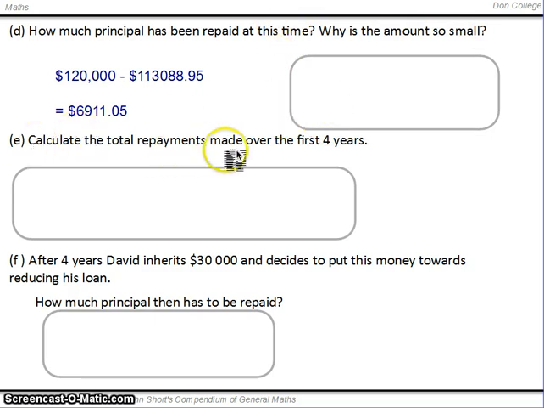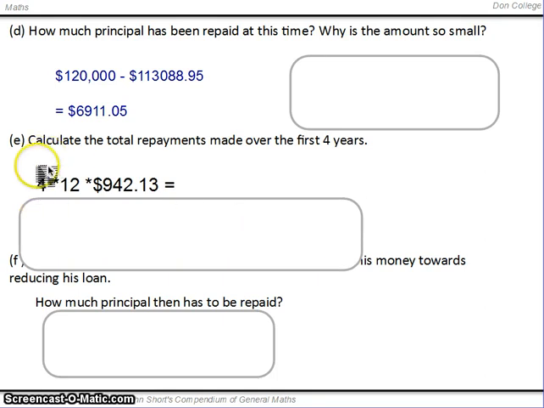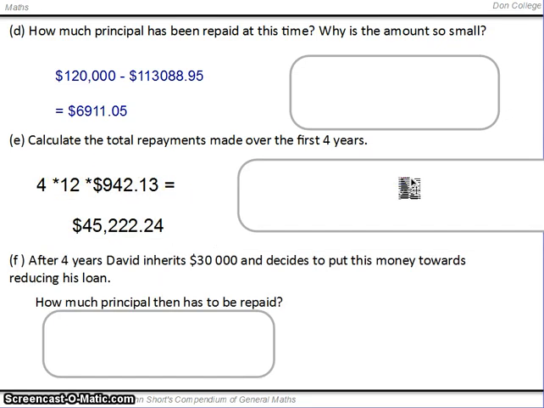Now, calculate the total repayments made over the first 4 years. He makes 4 years worth of payments, 12 monthly payments a year at $942.13, and that comes out at $45,222.24. Now, just to compare those two numbers, that means that he spent $45,000 to pay off $7,000. The rest of it, the $38,000 or so, was interest.